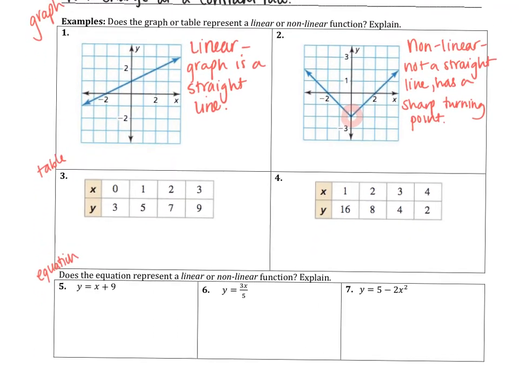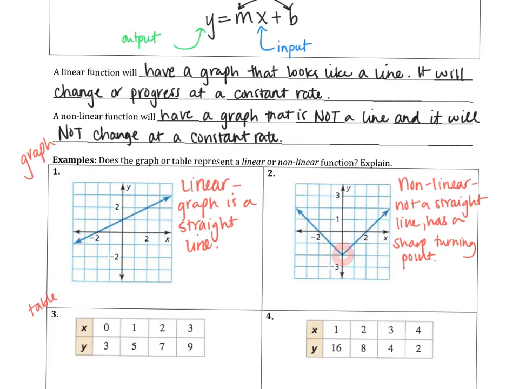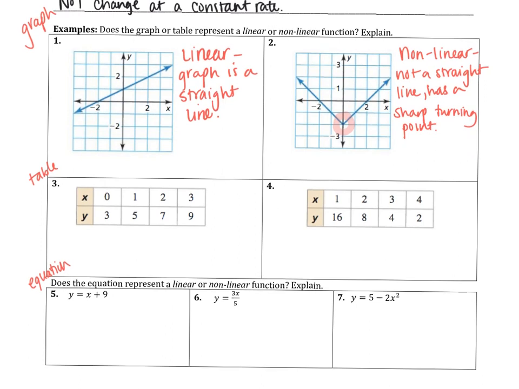Okay, what about with a table? Well, up here we said that a linear function will have a graph that looks like a straight line. Okay, that's how we identify with a graph. And it will change or progress at a constant rate. So let's look at that. For the table, we're going to be looking at that rate of change. So what we want to make sure, and we're going to just note that right here, is that we're going to have a constant rate of change for a table.